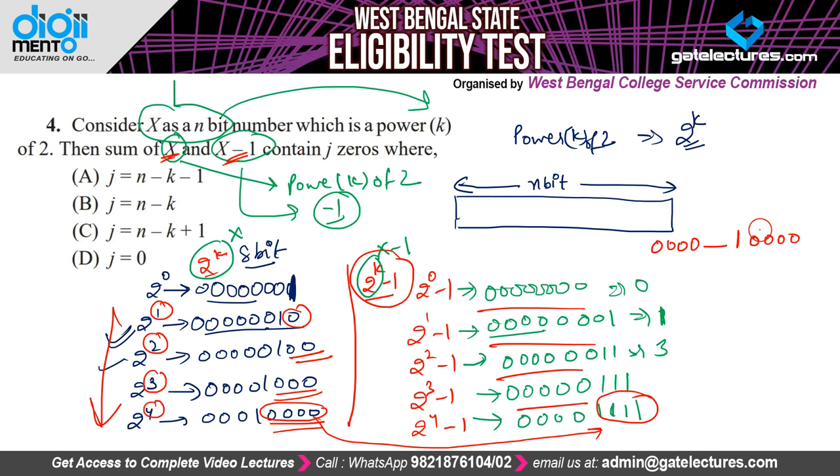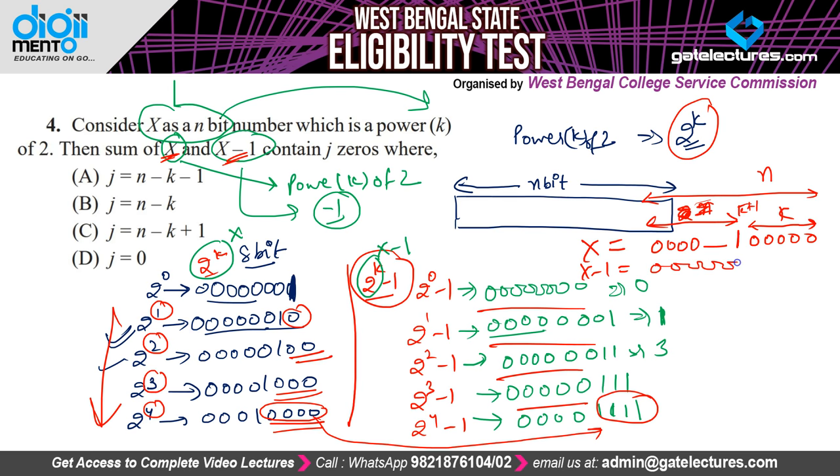0, 0, 0. Okay, so when they are saying that it is 2 raised to power k, that means here we have k zeros and all the other bits are here. So if total number of bits are n, then x will be having total n bits, where k bits are 0, the k plus 1th bit is 1, otherwise all the other bits are zeros on the right hand side here. Okay, now in x minus 1 we have all the zeros here, only these k bits are 1, only these k bits are 1.